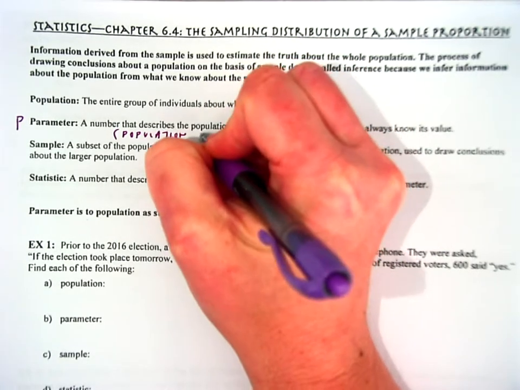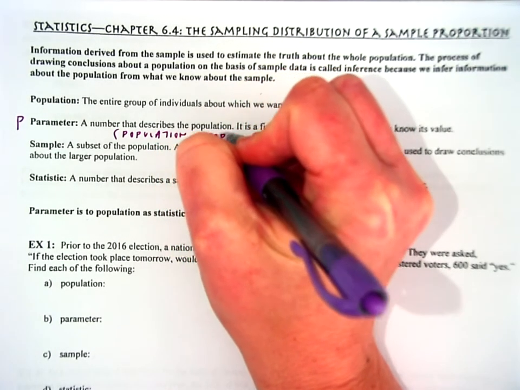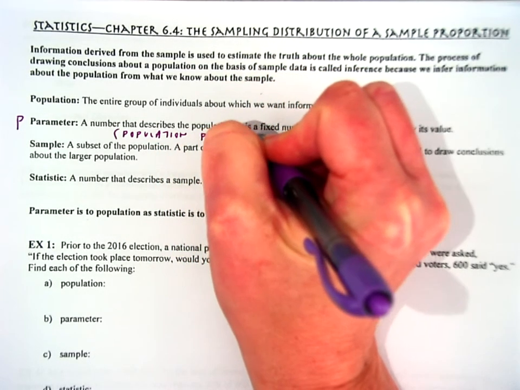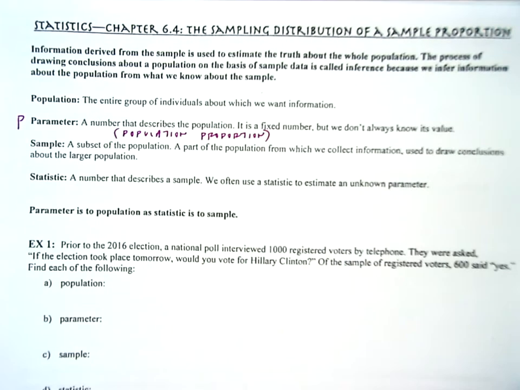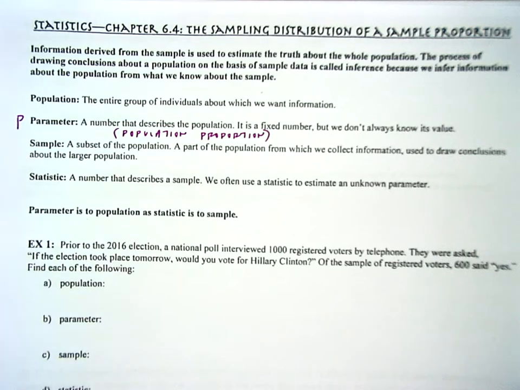Our sample is a subset of the population. It's a part of the population from which we collect information used to draw conclusions about the larger population. So ideally, it was obtained at random, right? It should be representative of the larger population. And our sample is just information from concrete individuals, right? It has to be information that we've actually already gone out and obtained.